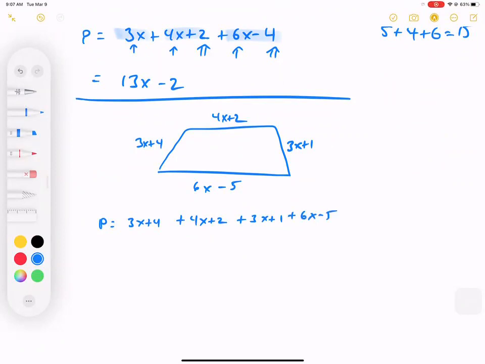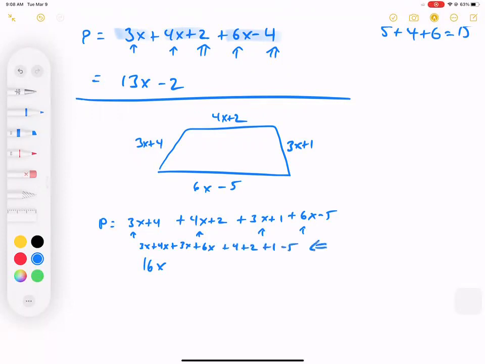Again, we're just adding up all the sides, and we have to use our skill of, hey, we have some like terms here. Now, you can draw an arrow around these. You can highlight them however you want. You can just look at them with a dirty look. So 3 plus 4 is 7. 7 plus 3 is 10. 10 plus 6 is 16x. See, we're just adding the 3x plus 4x plus 3x plus 6x. And then we're going to combine the 4 plus 2 plus 1 minus 5.